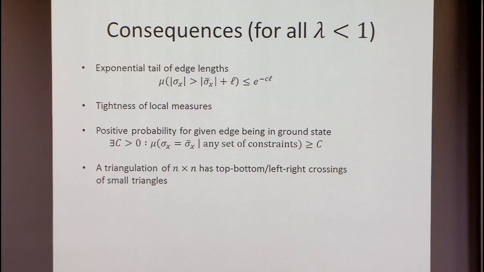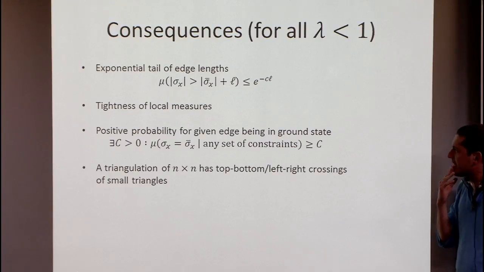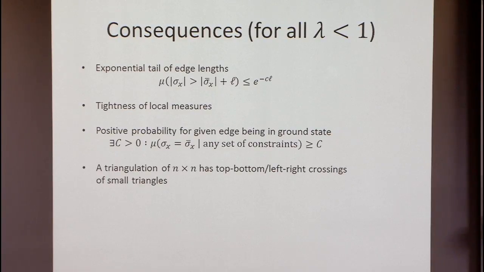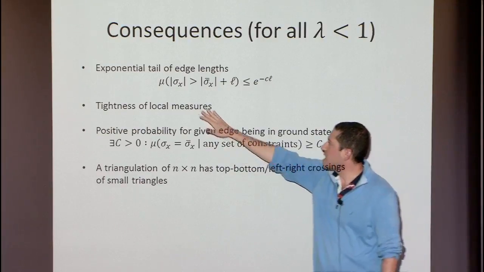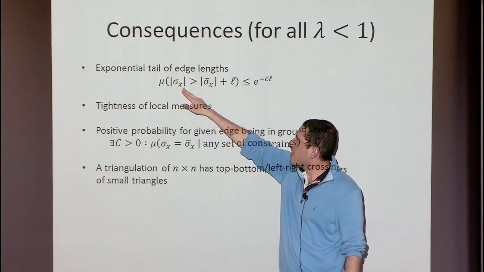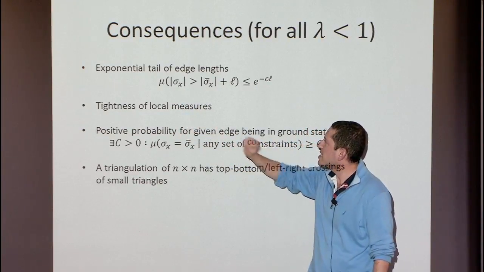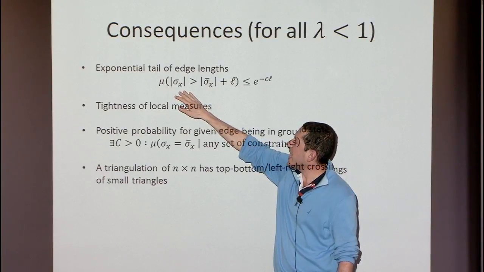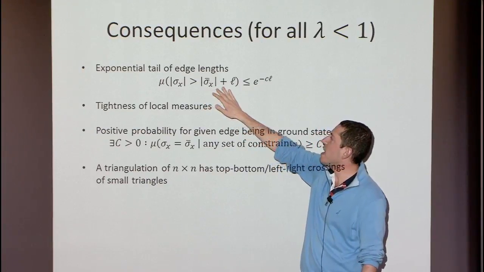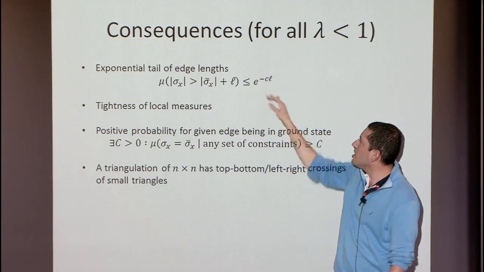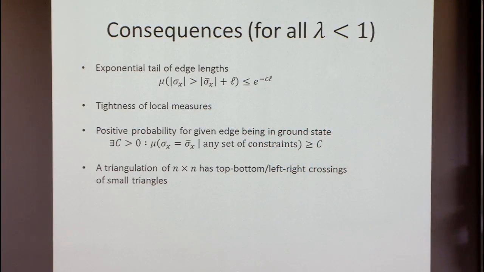Just to conclude, I have just the last slide. I just want to say some quick consequences of this. These Lyapunov functions you can use to show, for example, that edges have an exponential tail. So if you look at the stationary measure, if you fix a midpoint x and look at the probability that the edge at the midpoint x is bigger than the minimum possible value plus some l, it decays exponentially in l.